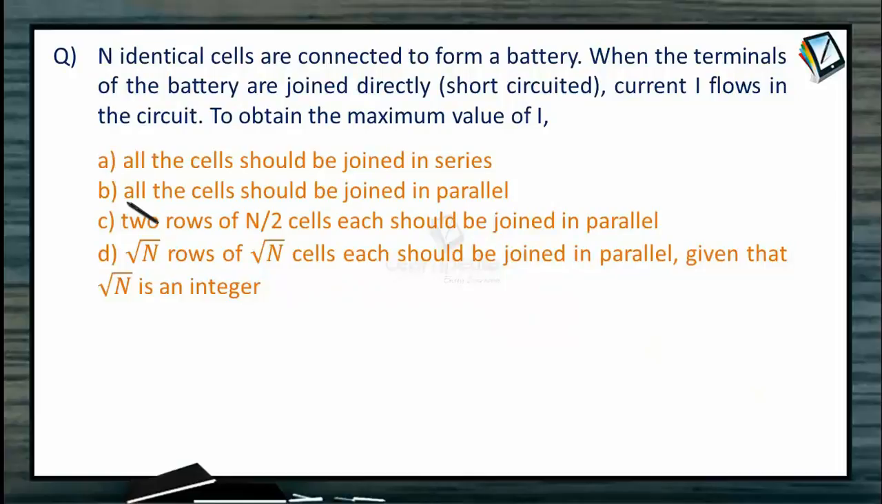N identical cells are connected to form a battery. When the terminals of the battery are joined directly, means short-circuited, current I flows in the circuit. To obtain the maximum value of I, all the cells should be joined in series or in parallel or in some other form. So before proceeding in this question, let me tell you some standard concepts.